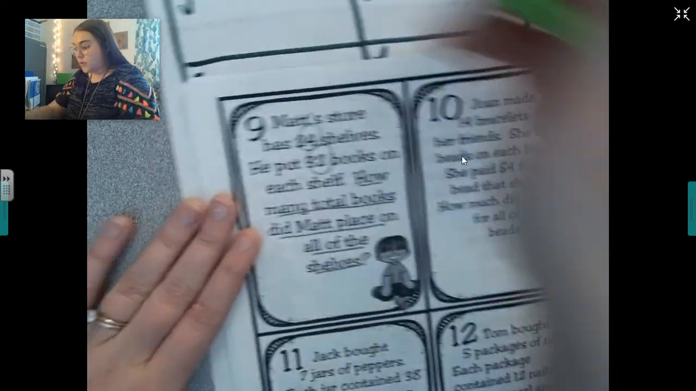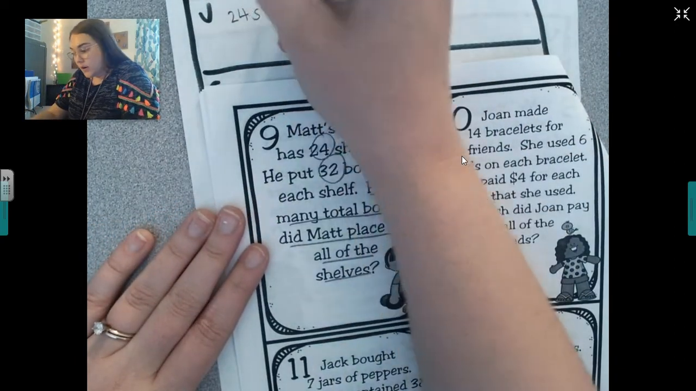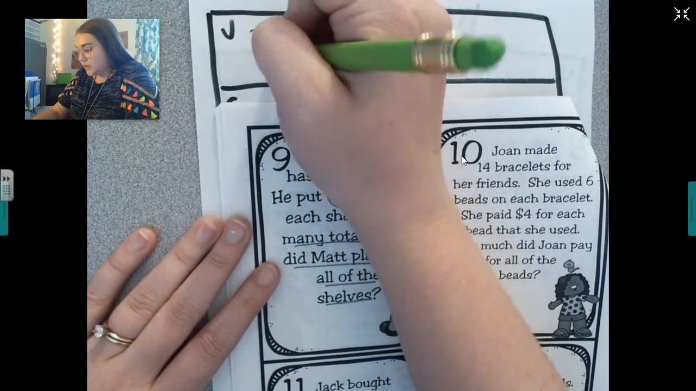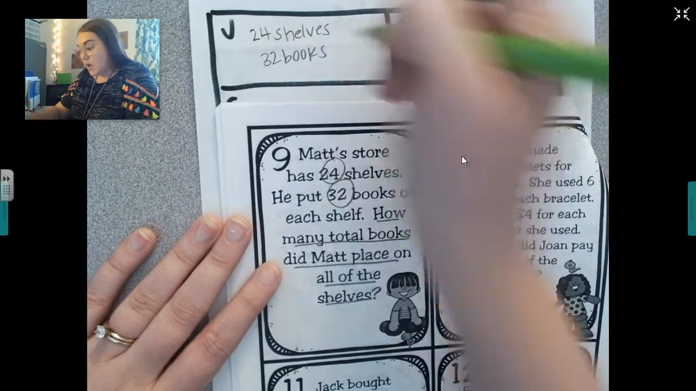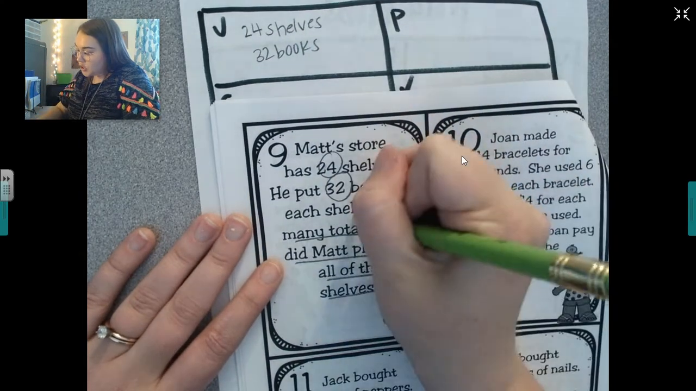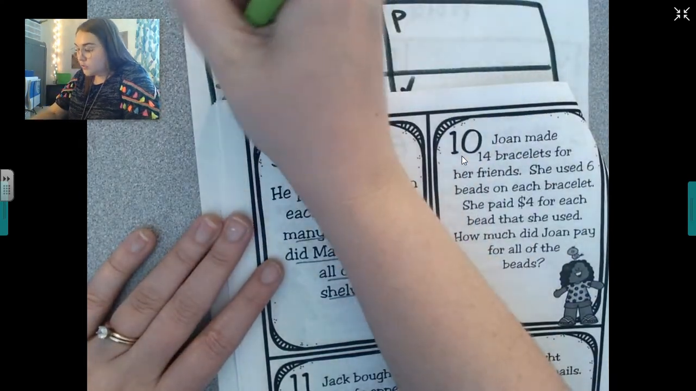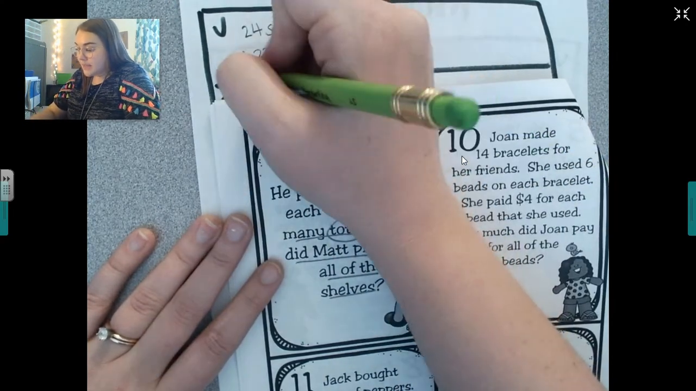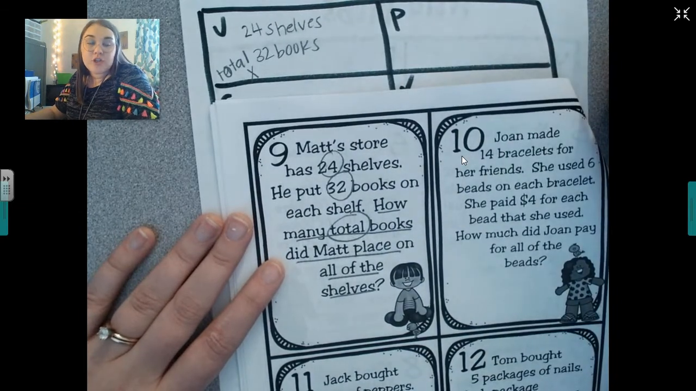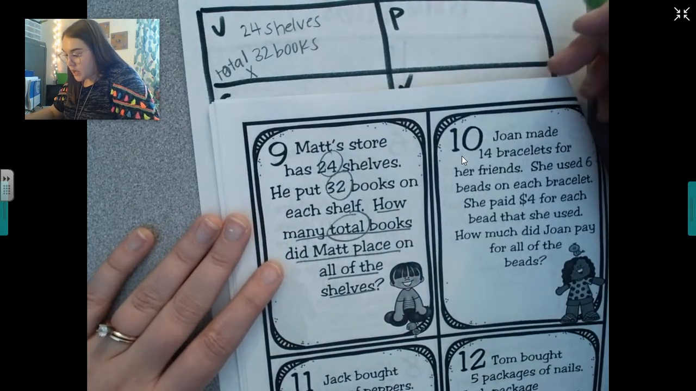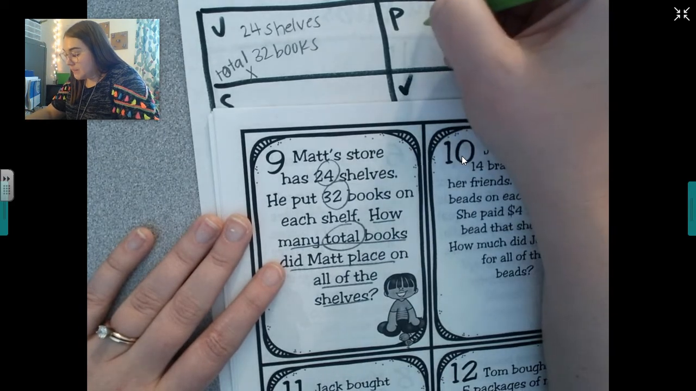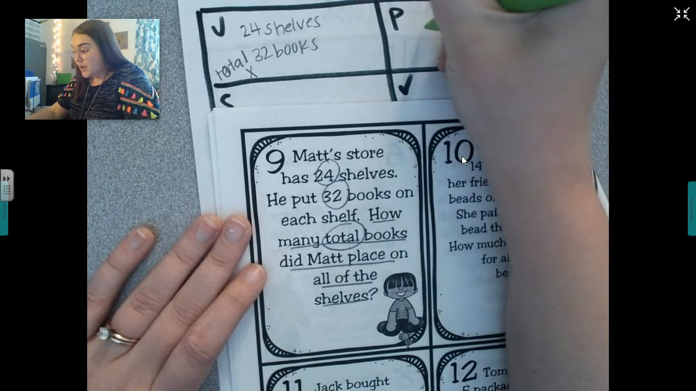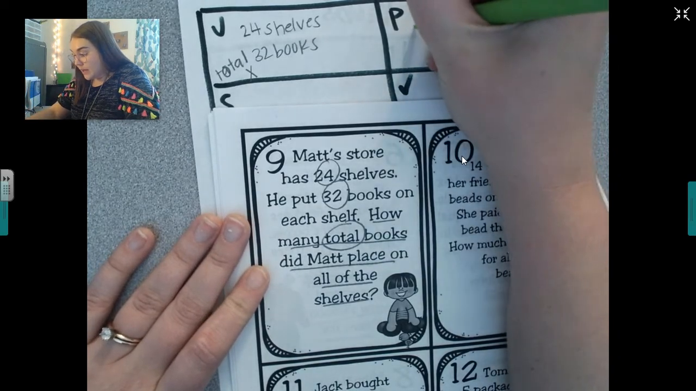So he's got 24 shelves. So write that down. 24 shelves. He's got 32 books on each of the shelves. How many total? Total tells me either to add or to multiply. In this case, we're only working with multiplication and division, so it's multiply. So if I have my plan for this one, I don't want to draw out 24 things and 32 books. So I would go ahead and write out my equation.